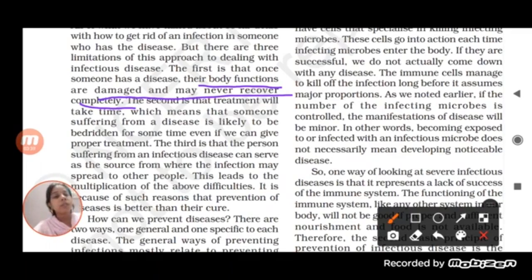Second is treatment, students, you can see here. The second is that treatment will take time, which means that someone suffering from a disease is likely to be bedridden for some time, even if we give proper treatment.